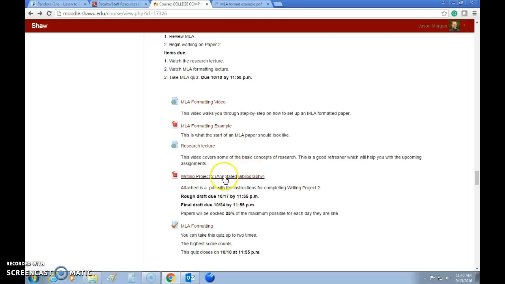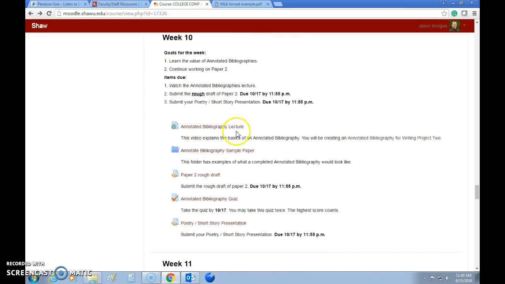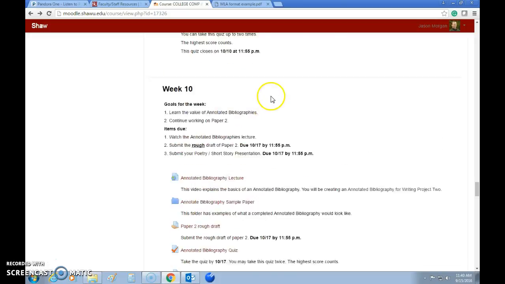So what you should start to do is that now you have until the 17th to get the rough draft of just the annotated bibliography. And you're like, I need more information on that. No problem. Next week, week 10, we actually have a lecture on annotated bibliography. There's a sample paper that will explain basically how to do it, and you can see an example of what it would look like. Oh, okay, it's not so bad. But you have until the end of week 10 to work on that annotated bibliography. And there'll be a quiz next week on annotated bibliographies.